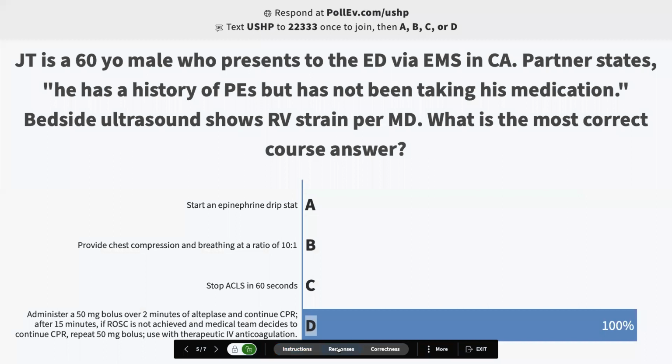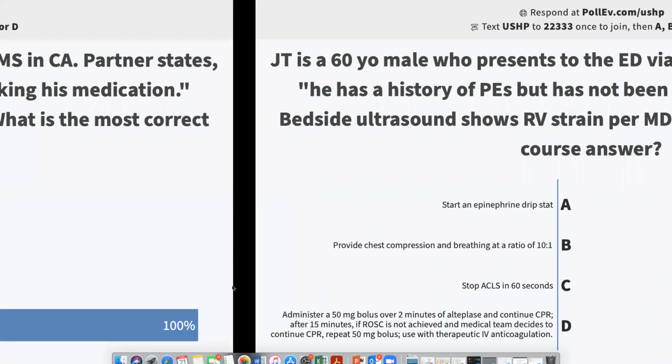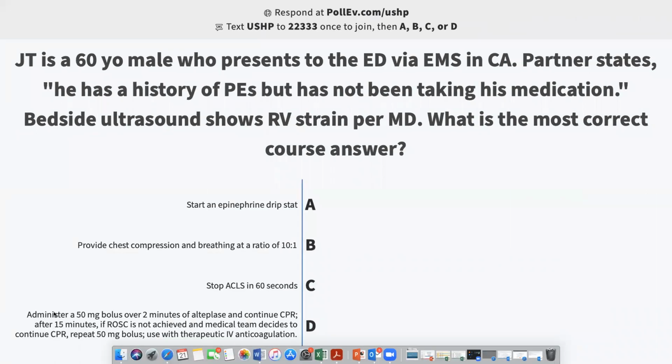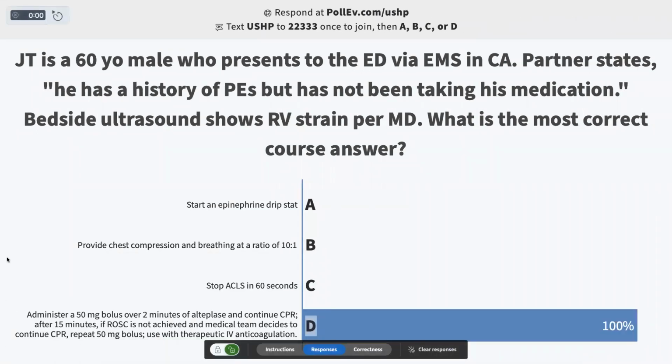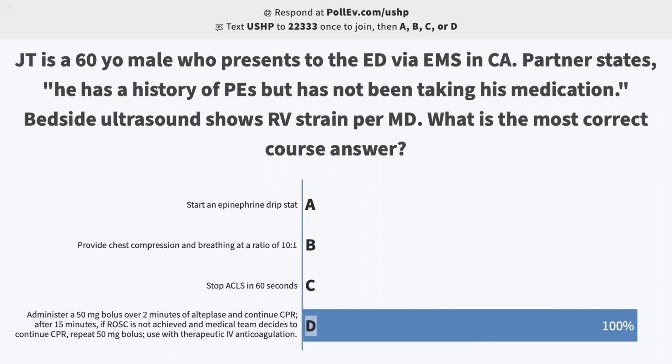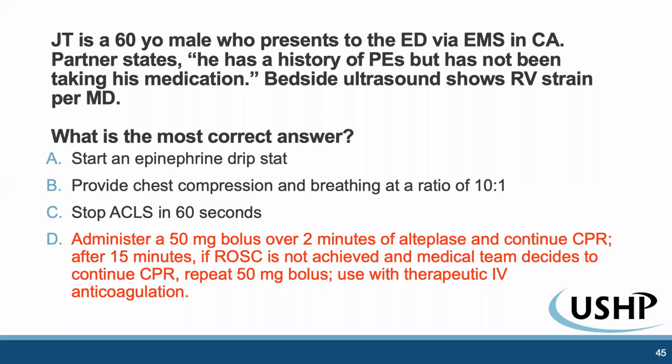Okay, and it seems that everyone has picked the letter D, which is the most correct answer in this circumstance. And so really taking into account the dosing schemes and being able to discuss and communicate with the team as to where we are within our cardiac arrest protocols and algorithms.